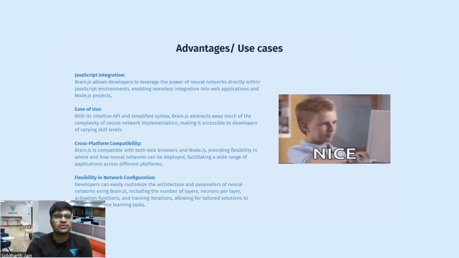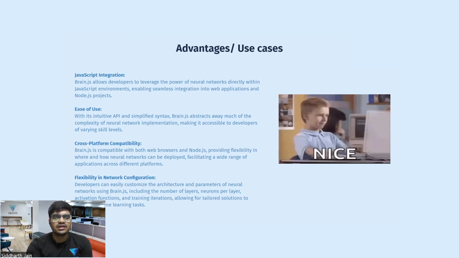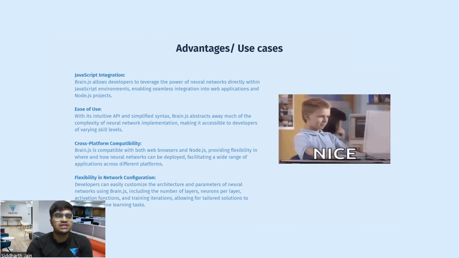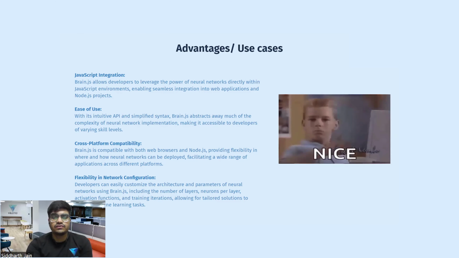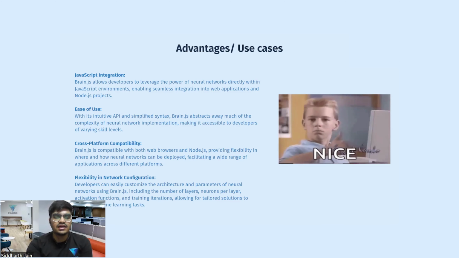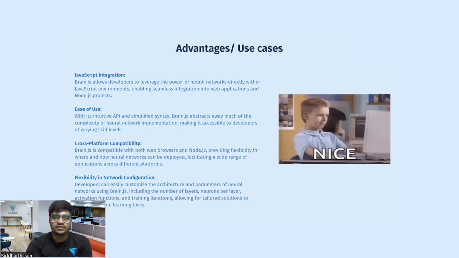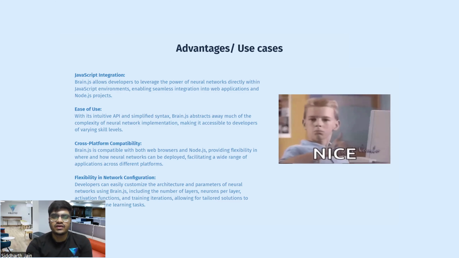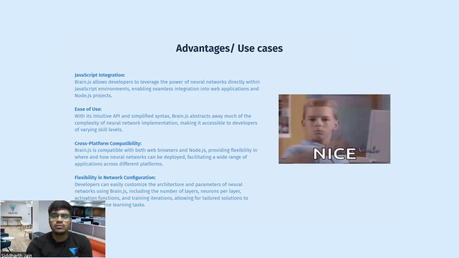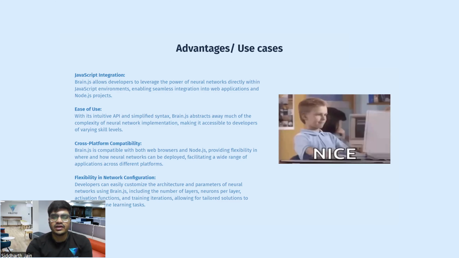Now, what are the advantages or use cases? It has JavaScript integration, so developers have the leverage of the power of neural networks directly within the JavaScript environment. Ease of use: we can build a complex neural network with just 4 slides. Cross platform compatibility: we can use front end and back end independently of each other, thus saving a lot of money and effort for developers. And flexibility in network configuration. Developers can easily customize the architecture and parameters of neural networks, including the number of layers, neurons per layer, and training iterations as well. So it can be trained according to our need.